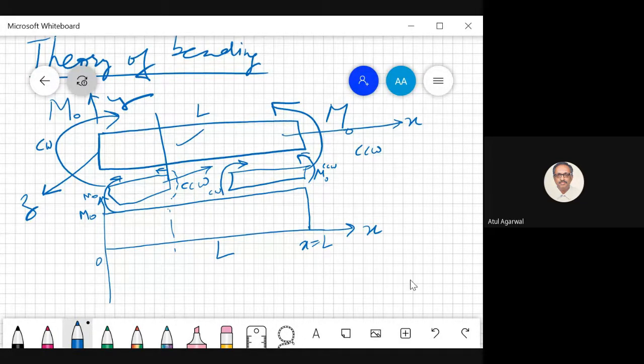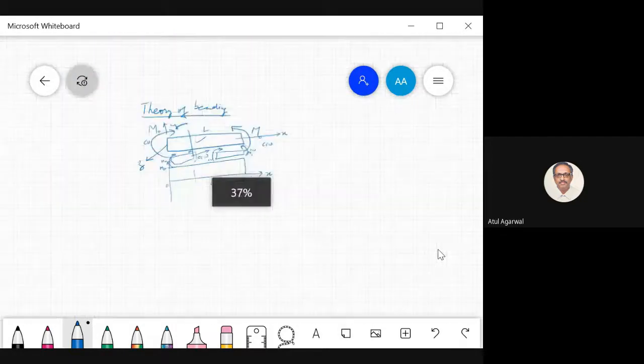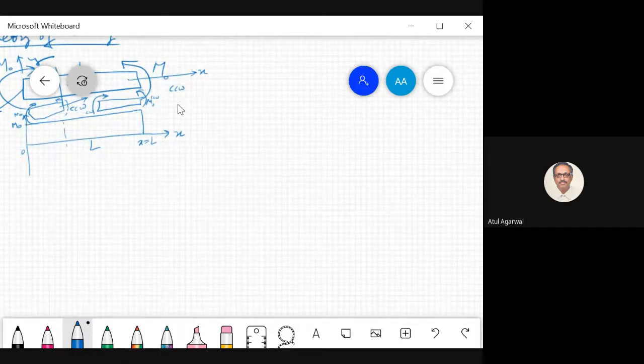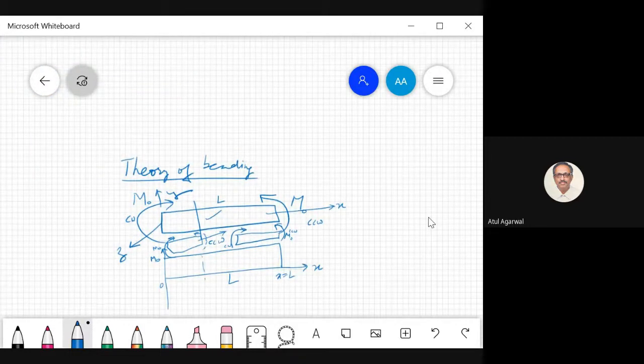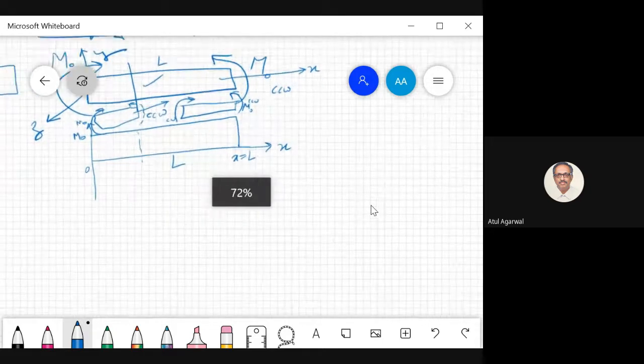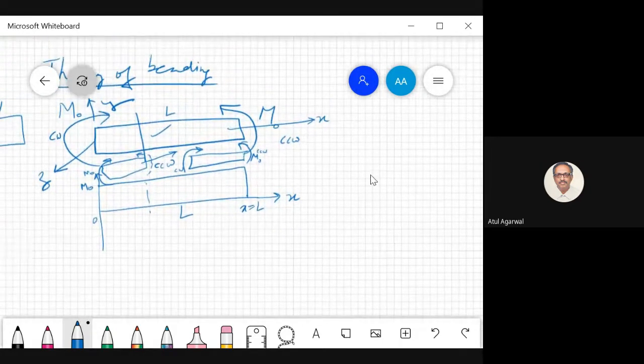There is no vertically applied force on the beam. There is no vertical force. Only you have applied external moment at the ends. So that is why it is called a case of pure bending. Any questions? If you calculate shear force at any cross section, it will be 0. So shear force is 0.